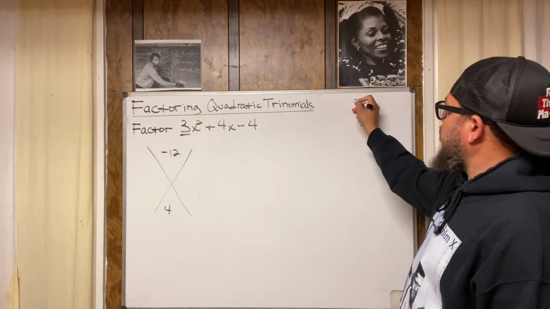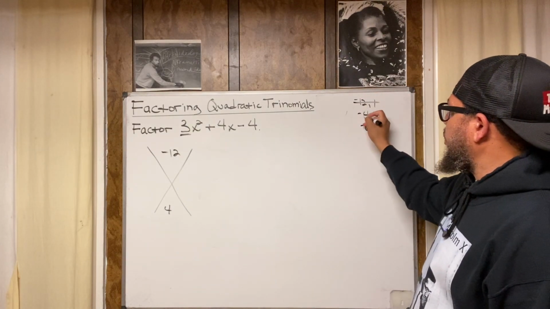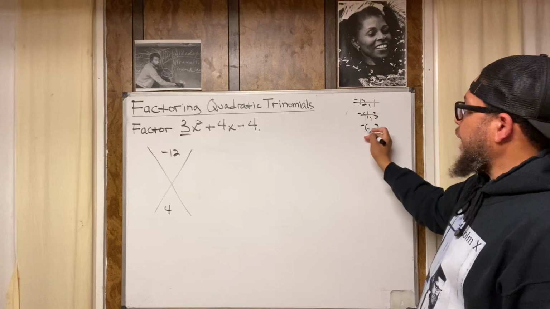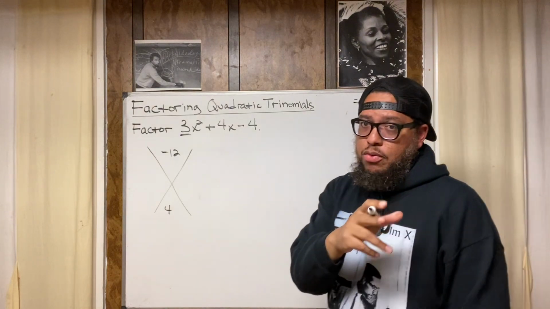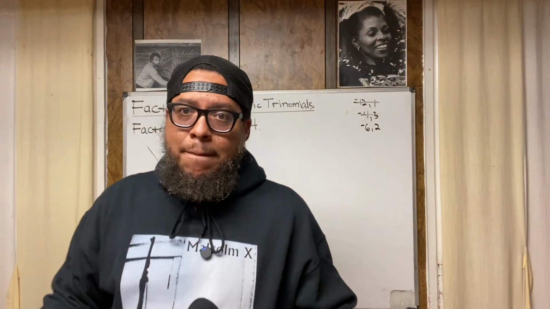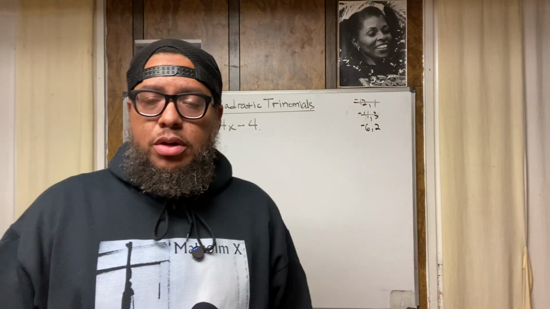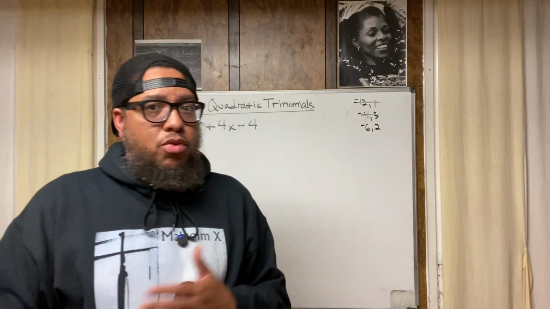Negative 12 and 1 don't. Cross that off. Negative 4 and 3 don't. Cross that off. Negative 6 and 2. Be careful. What's negative 6 plus 2? Negative 6 plus 2 is negative 4. That's the right number with the wrong sign.